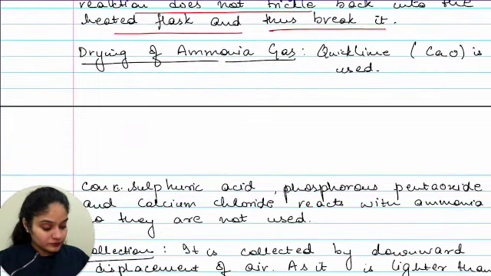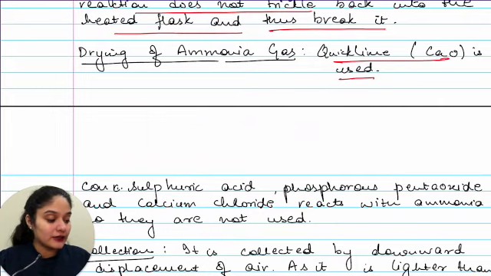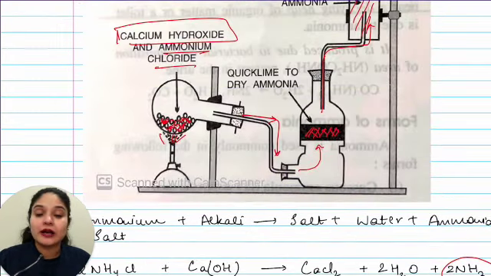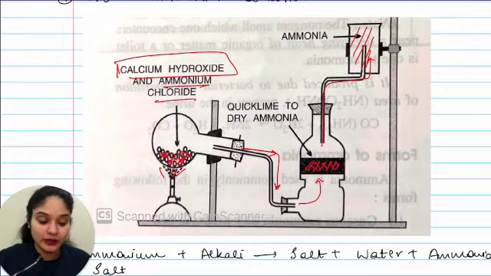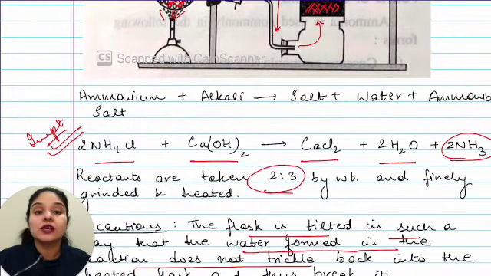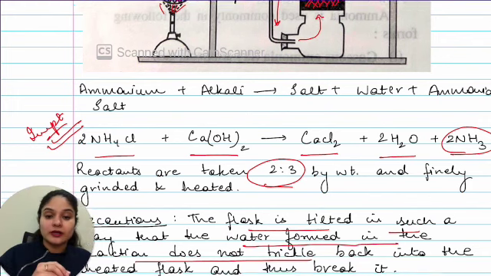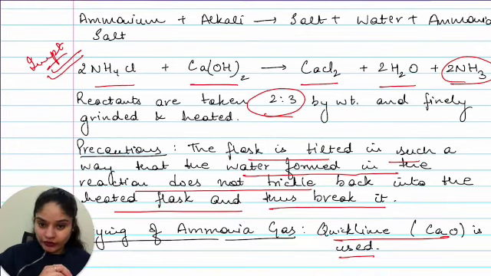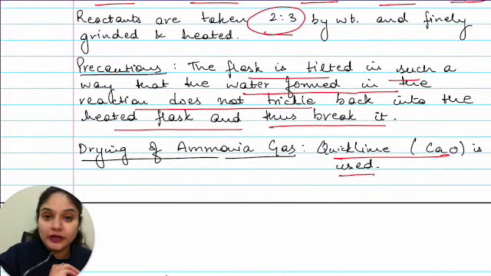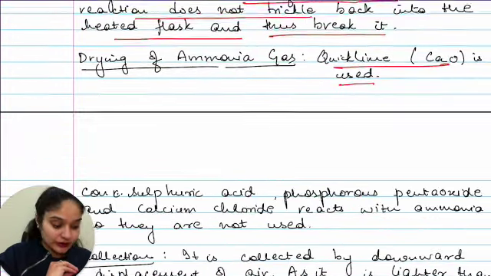Now, drying of ammonia gas: it is dried using quicklime. They can ask you a diagrammatic question, or they can say the following questions are based upon the lab preparation of ammonia. They can ask you the equation, what precautions you are taking, or what is the drying agent used in the process.